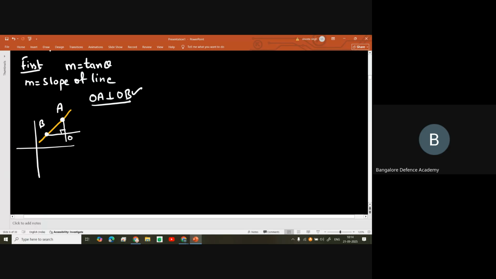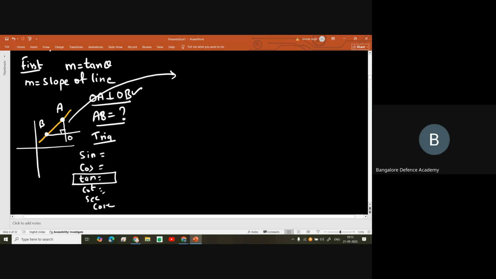Now, if I want to find AB, we will go to a chapter called trigonometry. We have six trigonometrical ratios: sine, cos, tan, cotan, secant, and cosecant. If you look at the definition of all these things, the best definition which suits us is tan theta. Okay, so I'm drawing this triangle here. Imagine this is the triangle which I'm getting here. This is A, this is O, and this is B. I want to find the distance AB.